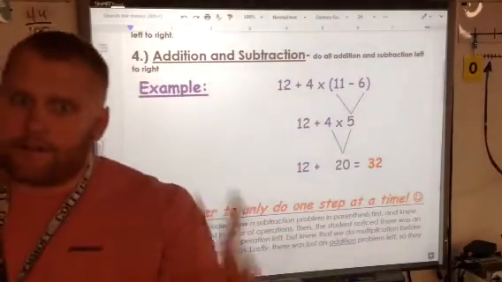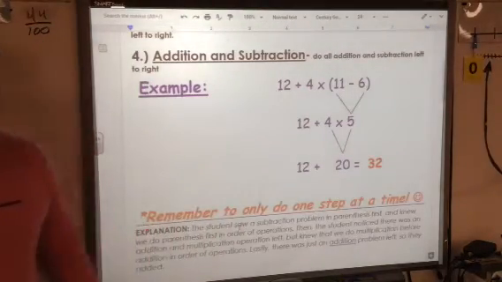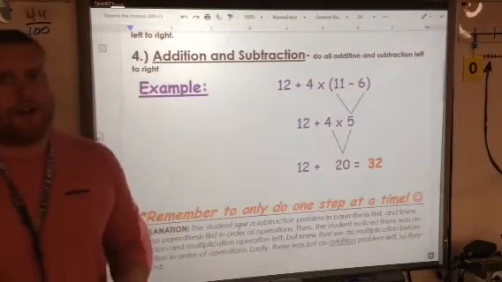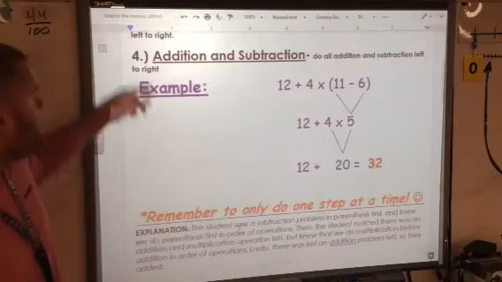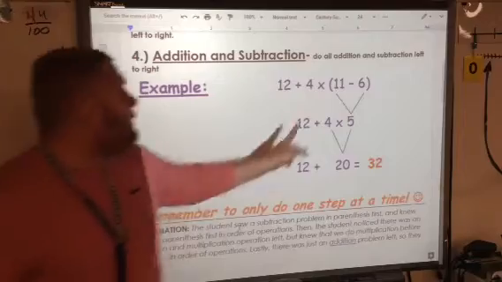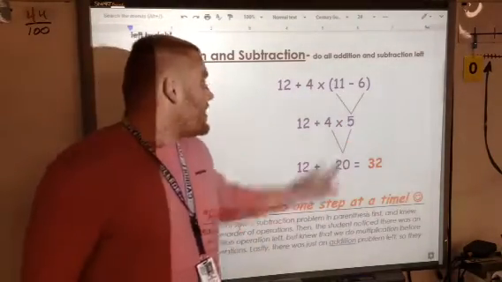Now, once again, I still see two operations here. If I go back to my order of operations, what do I do first? Is it multiplication or is it addition? Well, I know step 3 is multiplication. So I do 4 times 5 first. Okay? Which I know is 20.